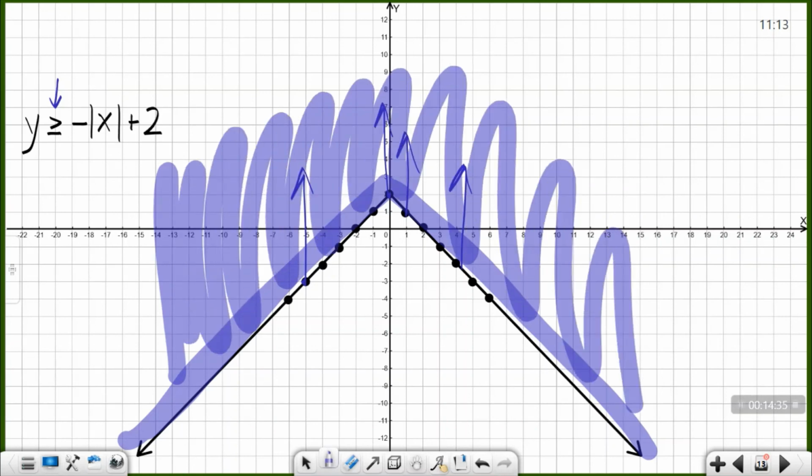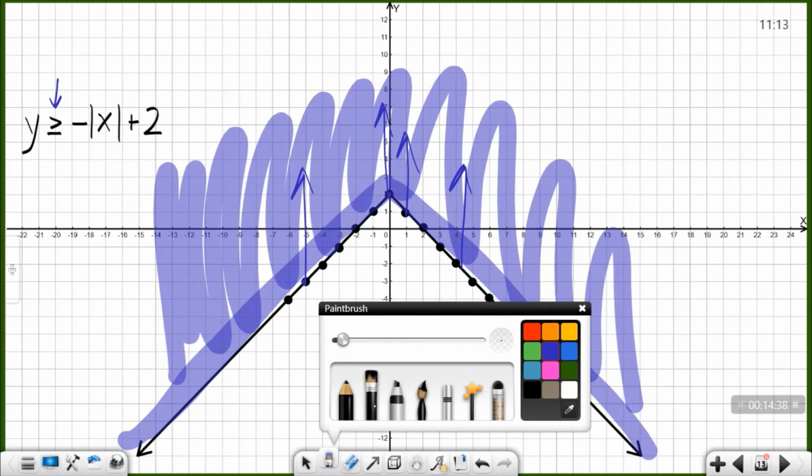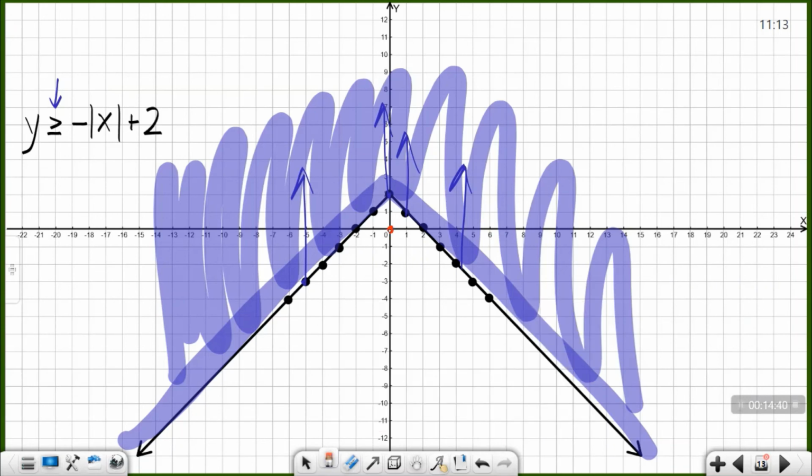And to verify, you can always test a point. I always recommend testing a point. The best point to pick is 0, 0. And if I plug 0, 0 in here, I find that 0 is greater than or equal to negative absolute value of 0 plus 2. Well, that's going to give me 0 is greater than or equal to 2. Well, in this case, that is false. That is not true, so 0, 0 should not be located in our shaded solution region.